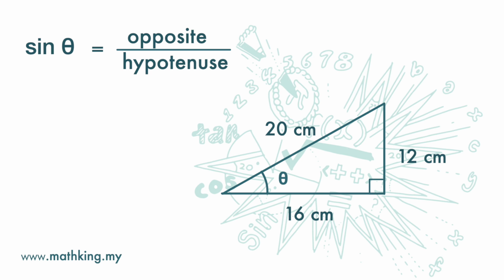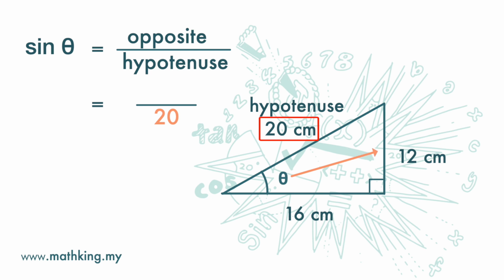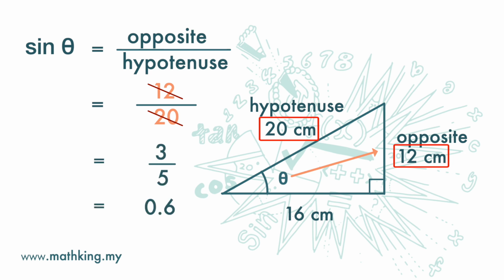The side with 20 cm is the hypotenuse because it is opposite the right angle. We learned that in Pythagoras Theorem. So the hypotenuse is 20. The opposite of theta is 12. So sine theta is 12/20, which is simplified to 3/5 or 0.6.